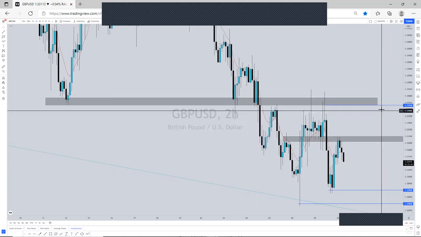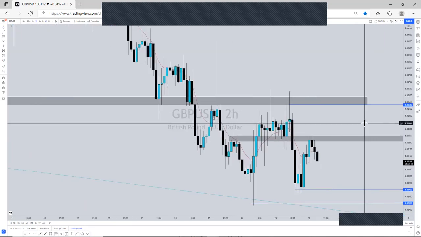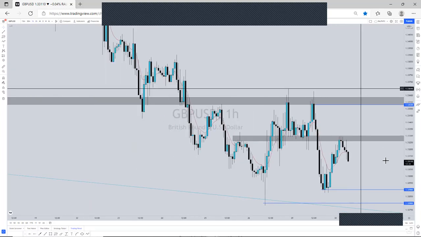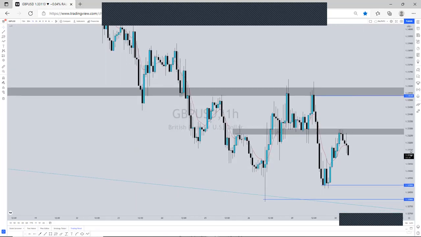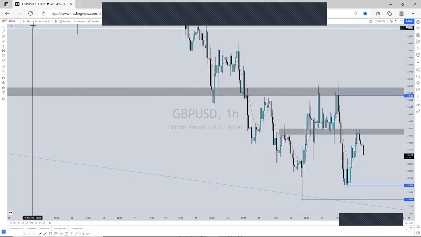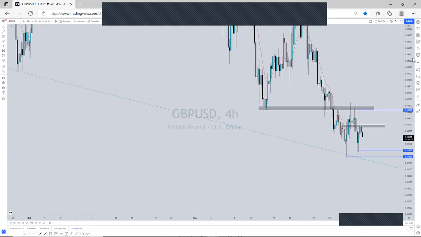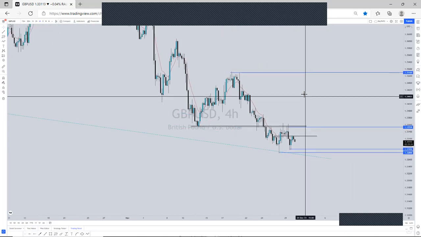So even if the downtrend still continues, at least we'll still be able to maybe get a few trades out of GBP/USD. So right now I'm on the hourly time frame, right? Let me look at the 4-hour first. Let's break down the 4-hour first. Let's break down some levels we are looking at.